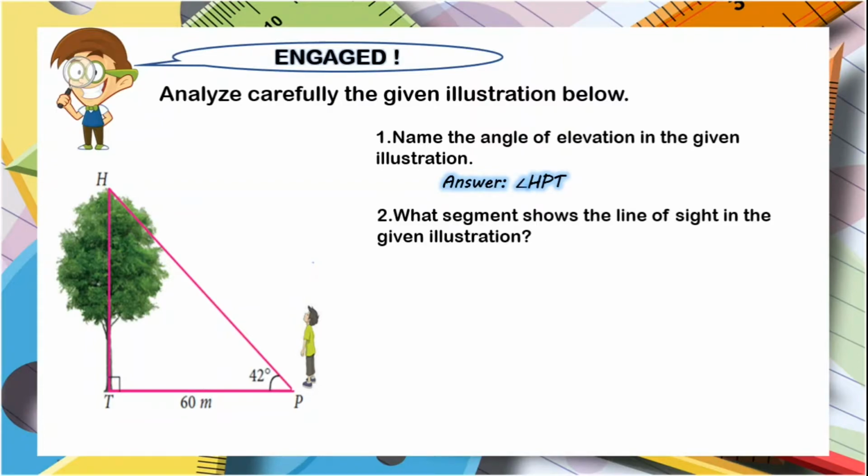Next, what segment shows the line of sight in the given illustration? The line of sight from the point where the boy stands to the top of the tree is segment HP.